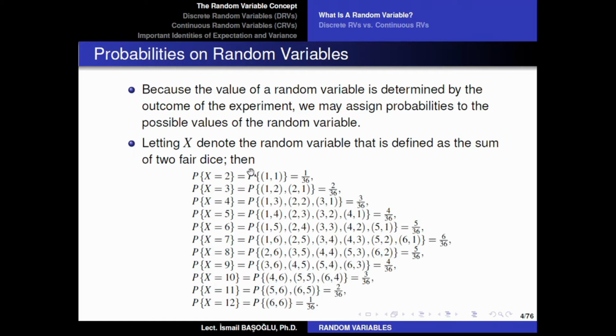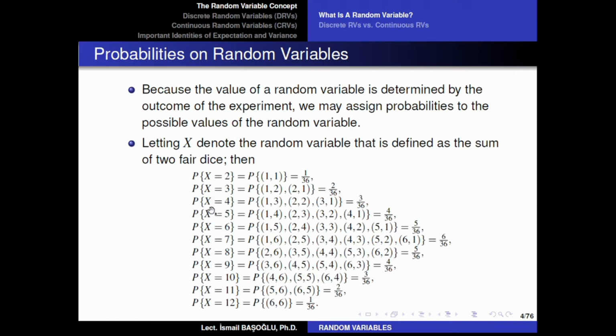Now let us describe this situation. We let X denote the random variable, which is defined as the sum of 2 fair dice, and for X to be equal to 2, for the sum of 2 dice to be equal to 2, the outcome should be definitely 1, 1. So this single element subset corresponds to the event of X being equal to 2, the random variable being equal to 2. And this event has probability of 1 over 36. Therefore, the probability of this random variable to be equal to 2 is 1 over 36.